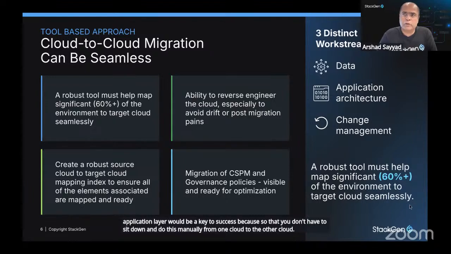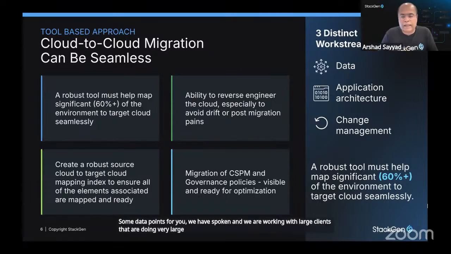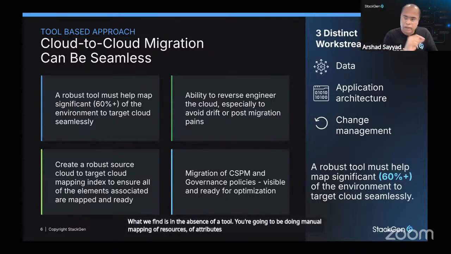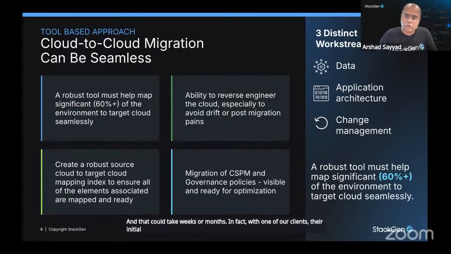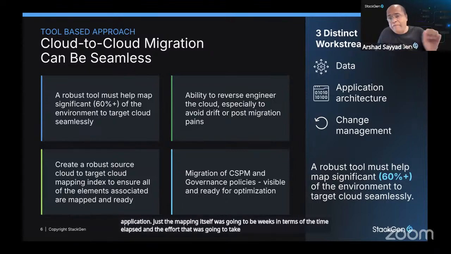Some data points for you. We are working with large clients that are doing very large migrations from one cloud to the other. What we find is, in the absence of a tool, you're going to be doing manual mapping of resources, of attributes, of variables, of policies, and that could take weeks or months. In fact, with one of our clients, their initial estimate to do application migration for just one moderately complex application, just the mapping itself, was going to take weeks in elapsed time and effort, because they had to do everything manually.